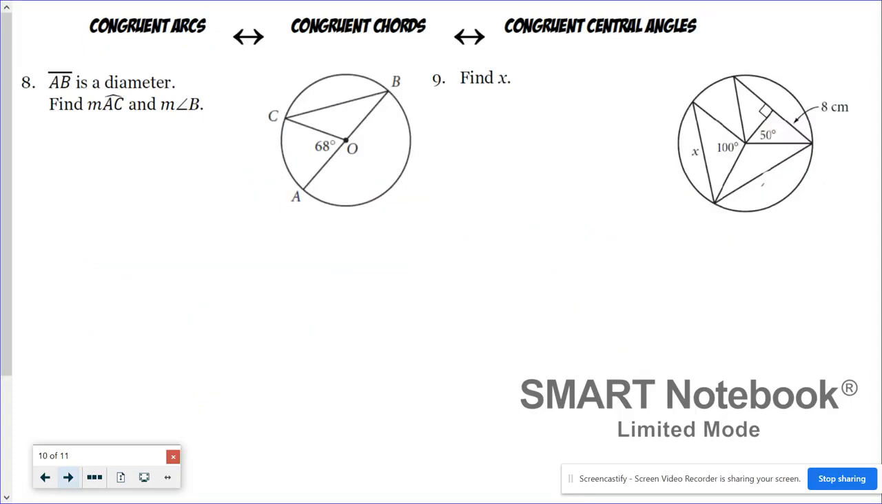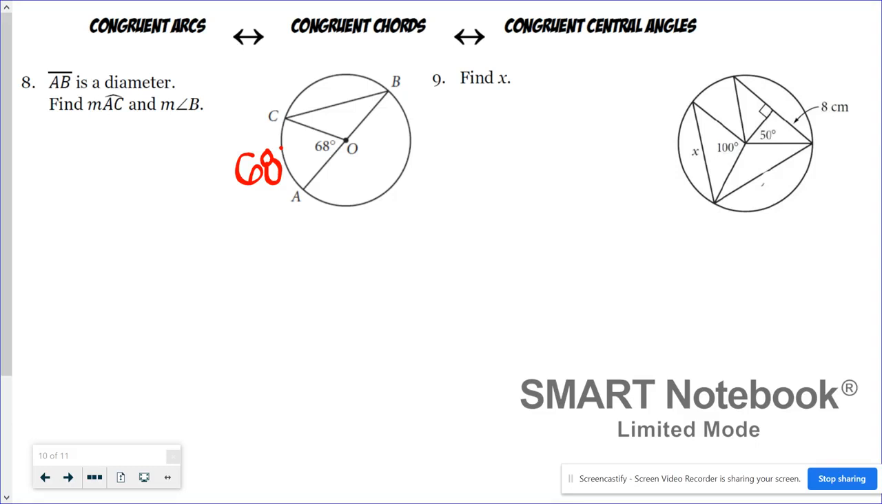Number 8, AB is the diameter. Find the measure of arc AC and the measure of angle B. Wow. Arc AC, well, that's really easy. It's equal to the measure of its central angle. So arc AC would also be 68 degrees. Then they want us to find angle B.